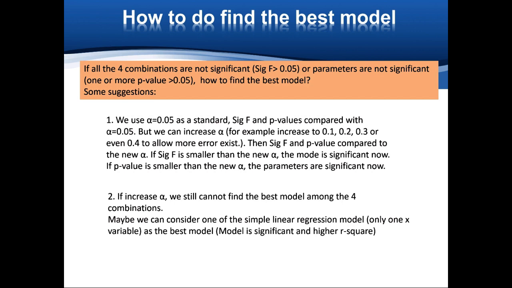If we increase alpha and we still cannot find the best model among the 4 combinations, maybe we can consider one of the simple linear regression models, with only one x variable, as the best model. Model is significant and higher R-square.